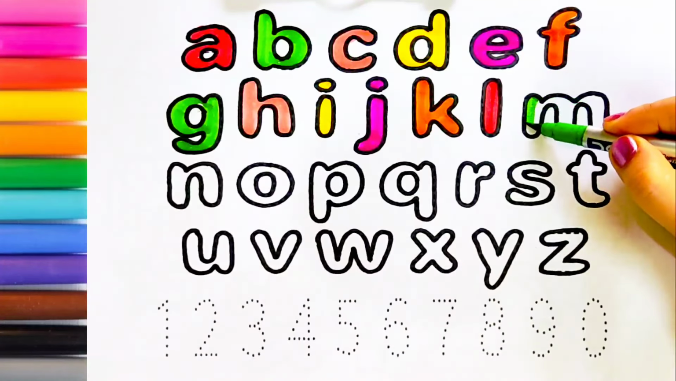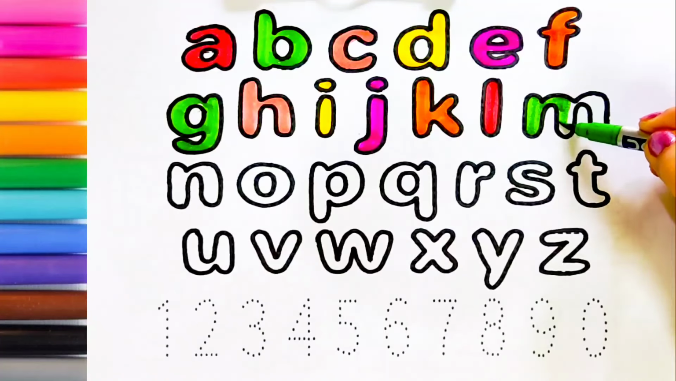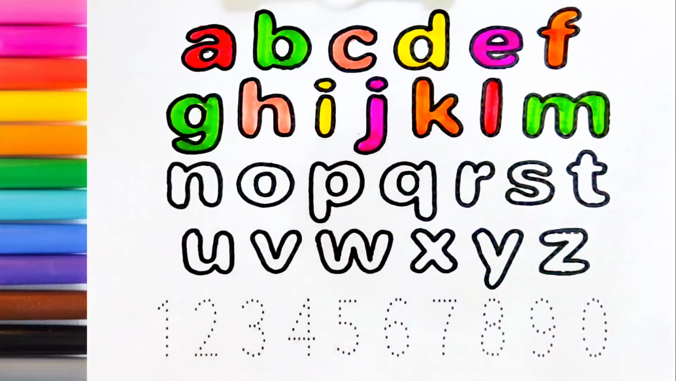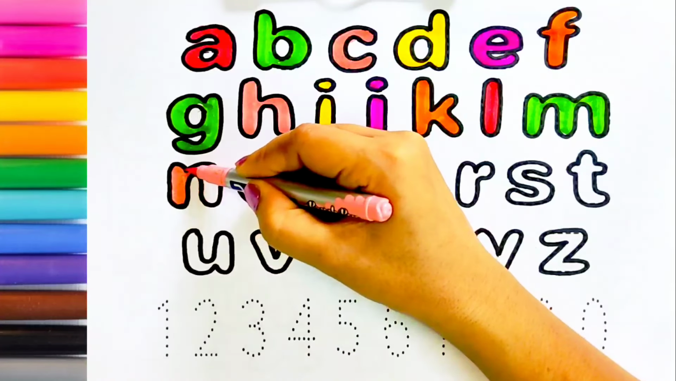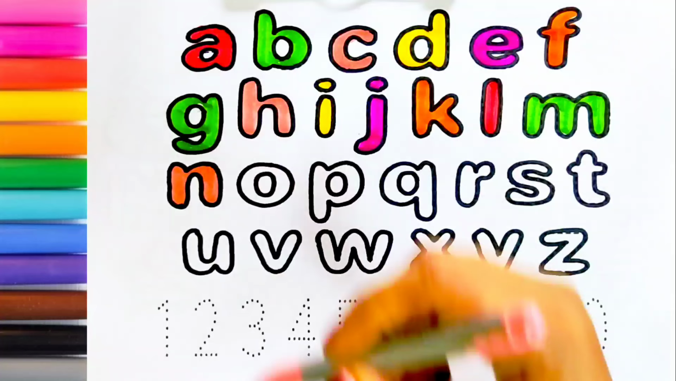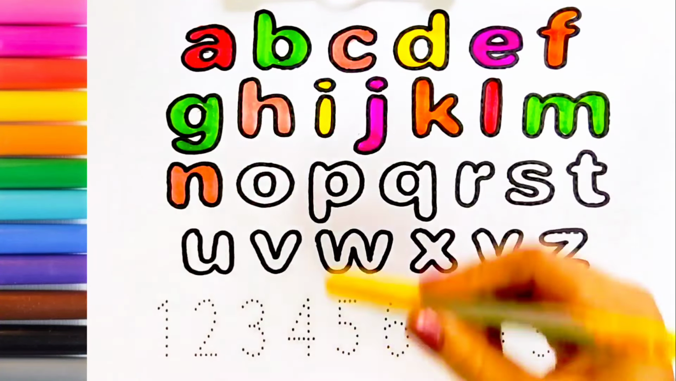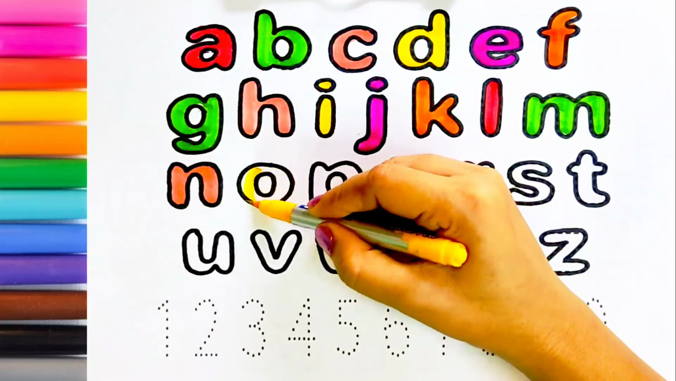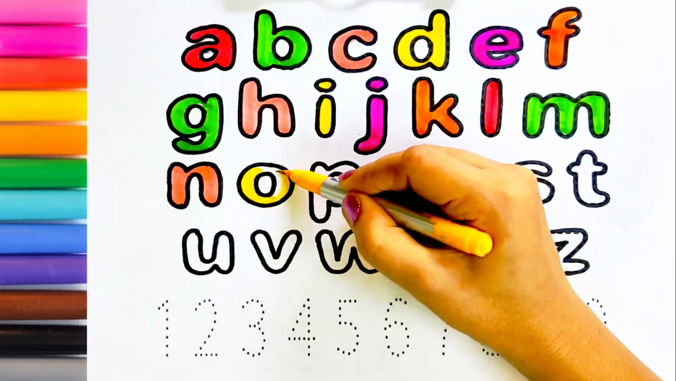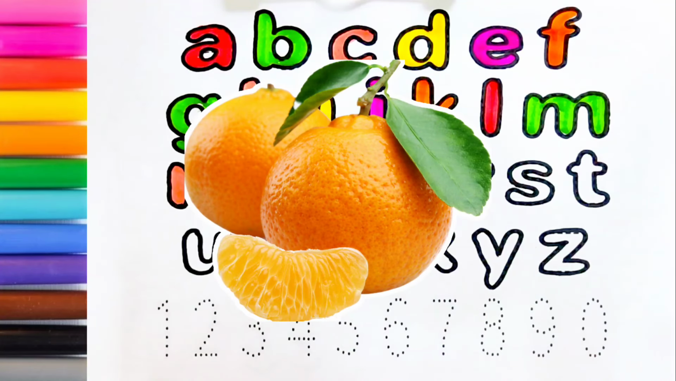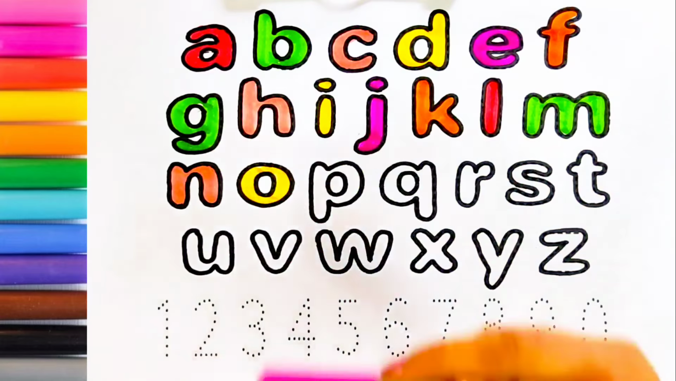Light green color M. M for monkey. Peach pink color N. N for nest. Yellow color O. O for orange.